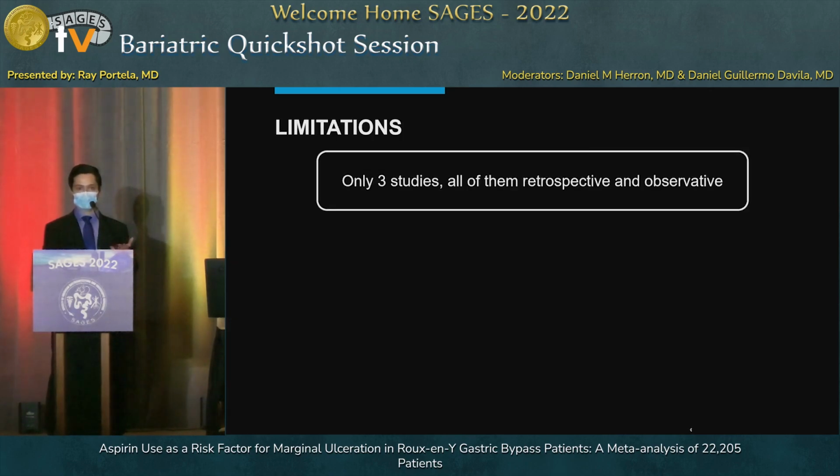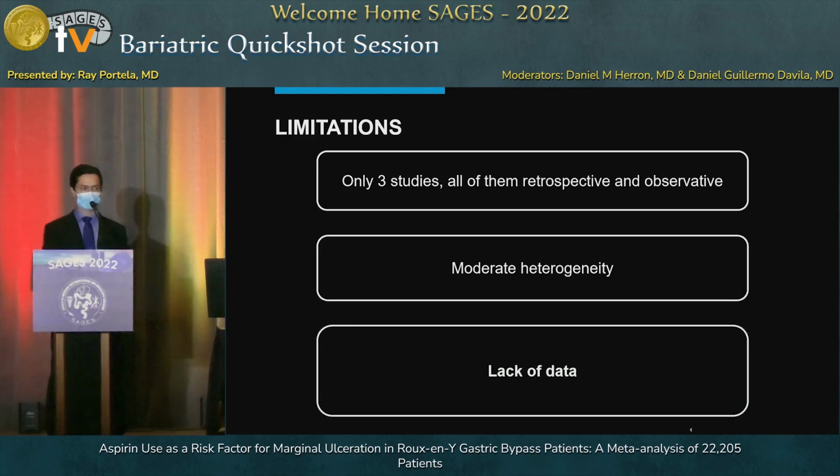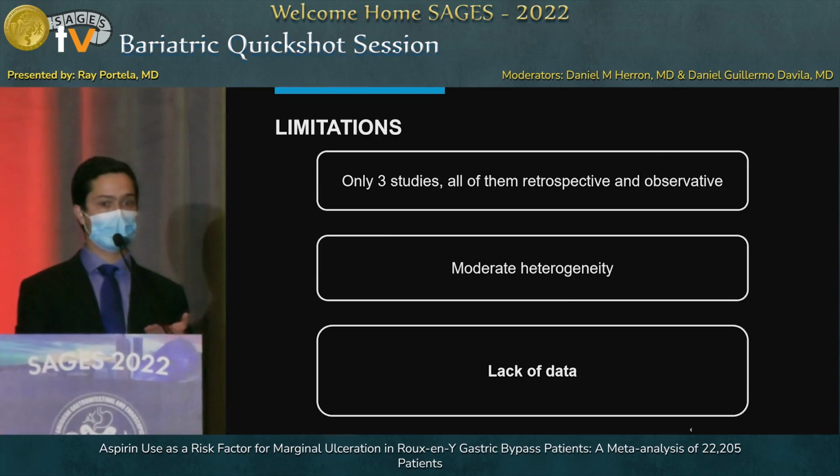Of course, we had a lot of limitations in our study since we only had 3 studies included, and all of them were retrospective and observational. We had a moderate heterogeneity between our data that was assessed with I-squared, and we had a lack of data, since we could not evaluate, due to the lack of granularity, the effects of low dose versus high dose, the effects of pre-op use of aspirin compared to post-op aspirin, and changing those doses between. So, of course, we know that we had a lot of limitations.